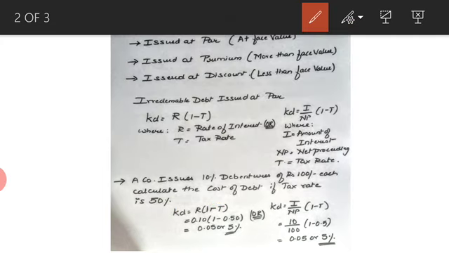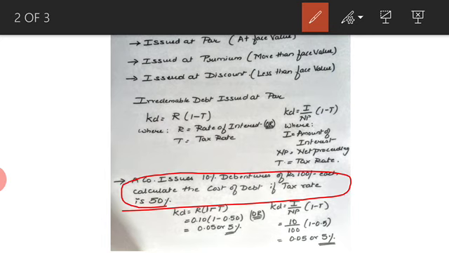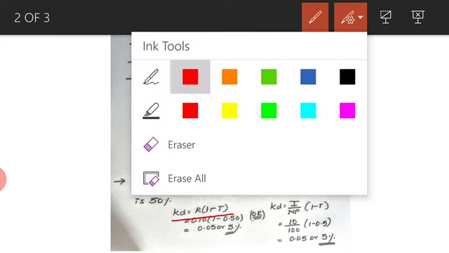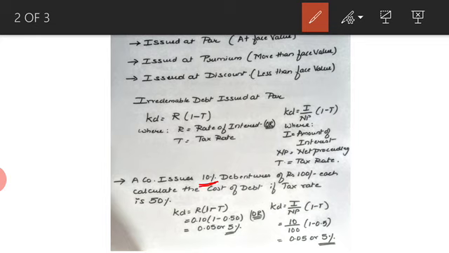Once you've understood what is given, let's calculate the answer. Since they have not mentioned whether it is issued at par, premium or discount, we have to assume that it is issued at par itself. So what is the formula when the irredeemable debenture is issued at par? It is KD is equal to R into 1 minus T. So what is R? R is 10%, which is given over here. So 10% is nothing but 0.10, and tax rate is 50%. So 0.10 into 1 minus 0.50 gives you.